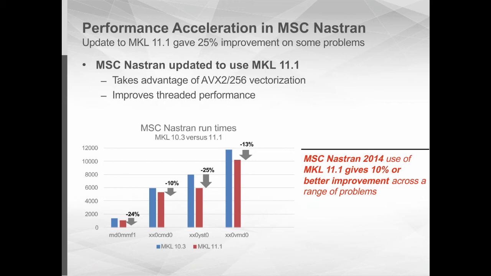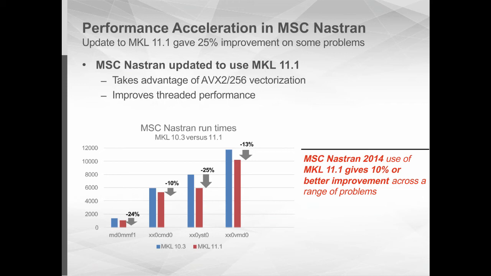The results for a series of problems from MSC Nastran show that a 10% performance improvement can be obtained just by moving to a new version of Nastran that relies on the new MKL 11.1 library. What we have here at the bottom in this graph is, going from left to right, a medium-sized frequency response problem showing a 24% performance improvement. We have a large normal modes job, which is the second one. The third one is a large statics job, and the final one is a large normal modes job.